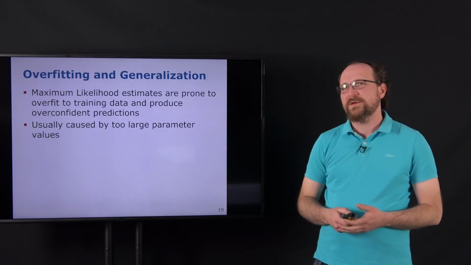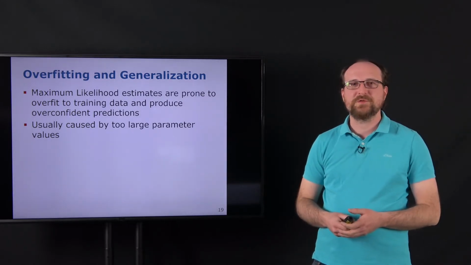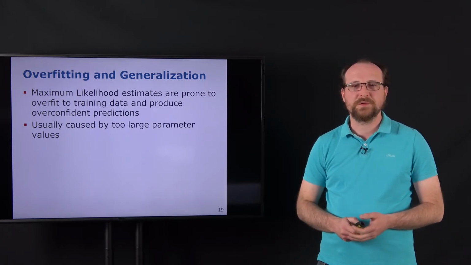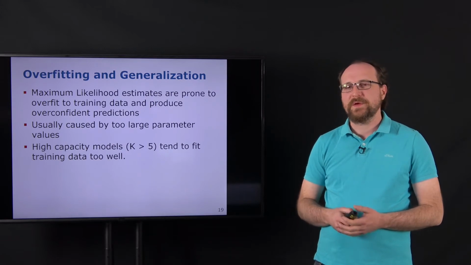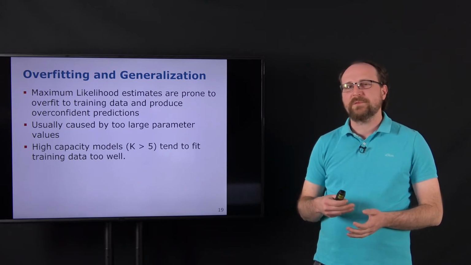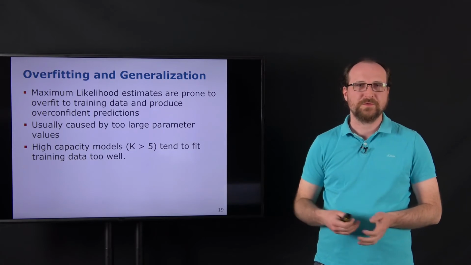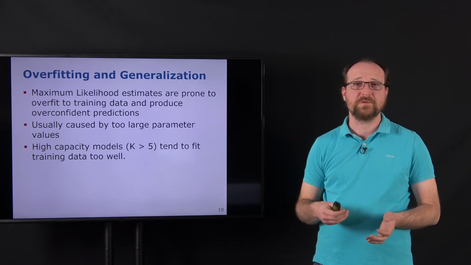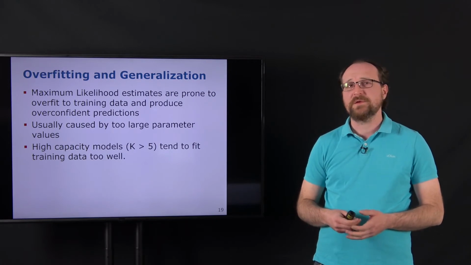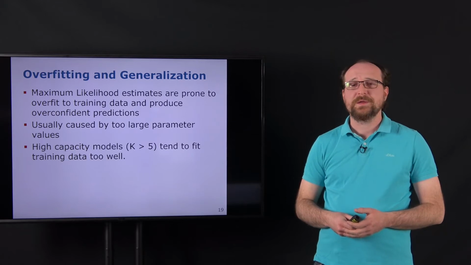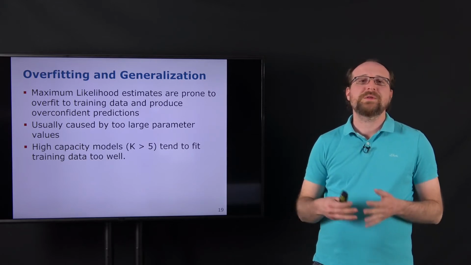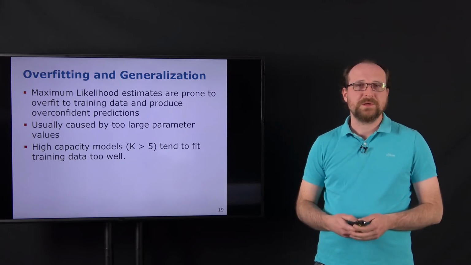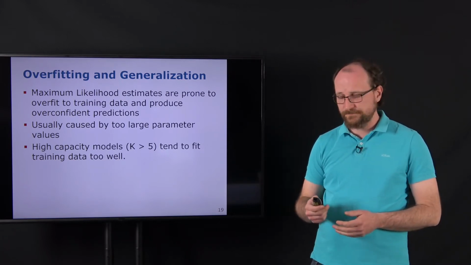And usually the root cause here is that we just have too large parameters, so our theta is getting too large. And this also happens when we have too high capacity. We talked in the first lecture about the capacity of the model, which is basically related to the amount of parameters that we have. And when we have a lot of parameters available, then we are able to fit the training data too well. And in this case, we are maybe not generalizing well to unseen data.